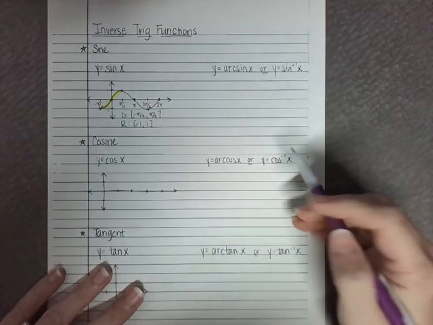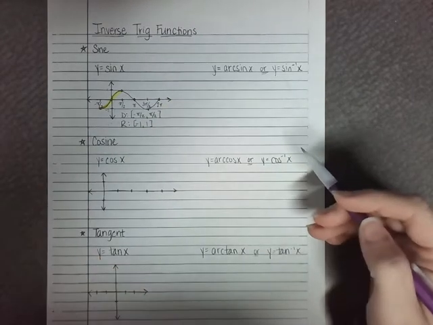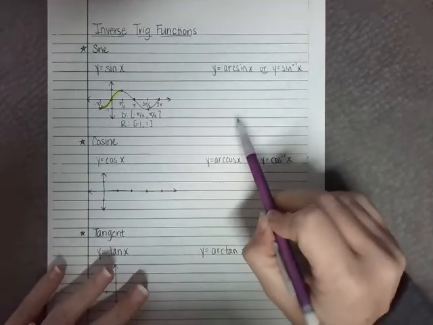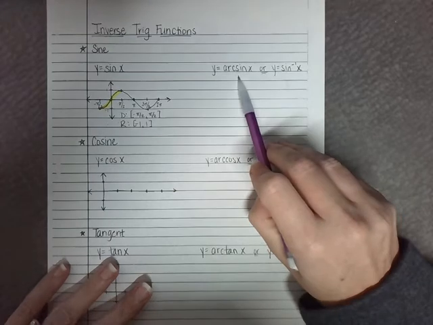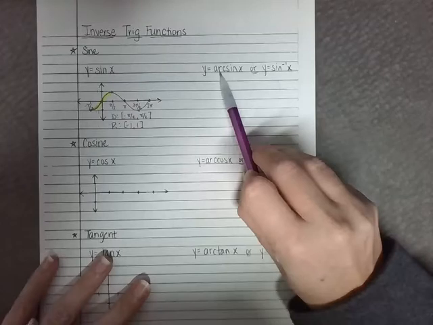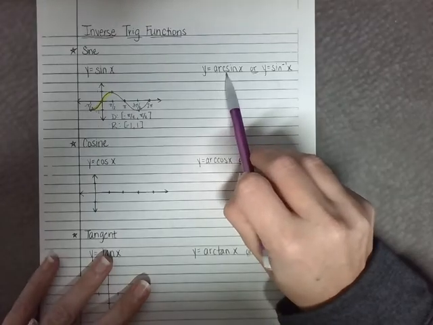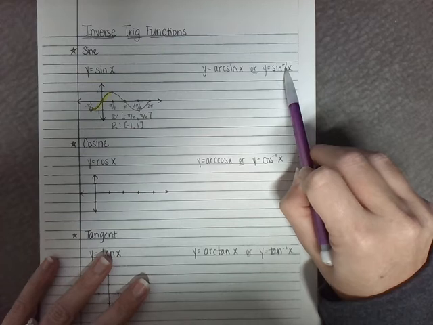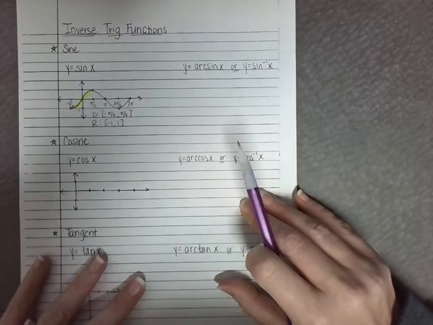Okay, to get an inverse, remember that you just flip your x and y values and you flip your domain and range. Okay, so that's what we're going to do for this graph. I also wanted you to notice the different ways you can write the inverse function. You can write arc sine, that ARC in front means inverse, or you can do sine with the little -1, that means inverse. So just go ahead and get used to seeing both of those.